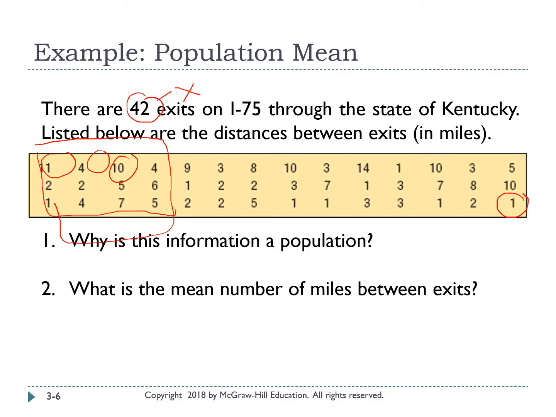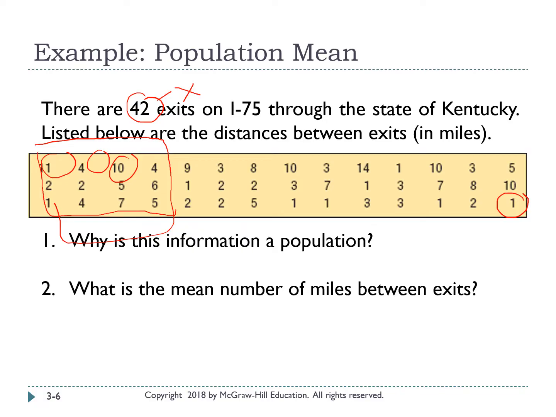I hope that it is clear to everyone. Second question, what is the mean number of miles between exits? In this question you are asked to compute the mean of your population, because this information is considered your population, so you are asked to compute the population mean. So what is the formula for population mean?